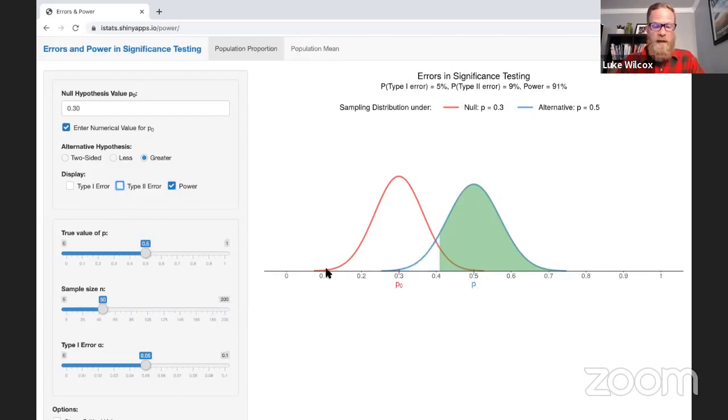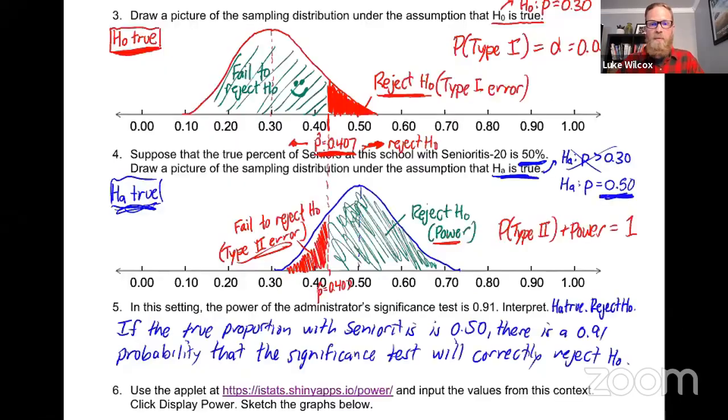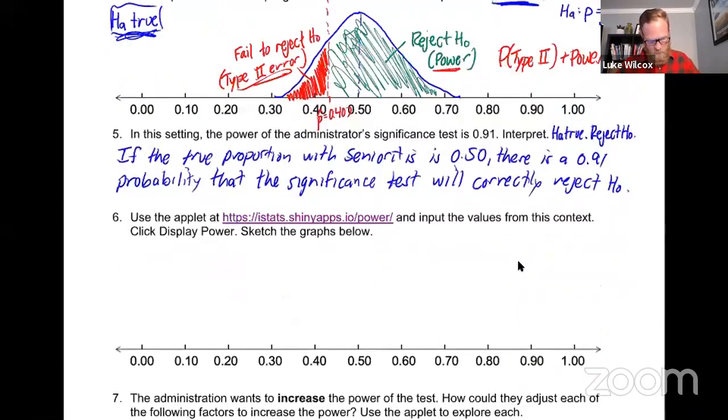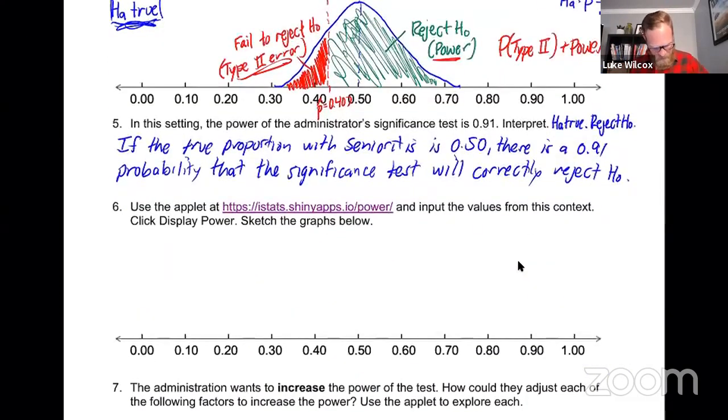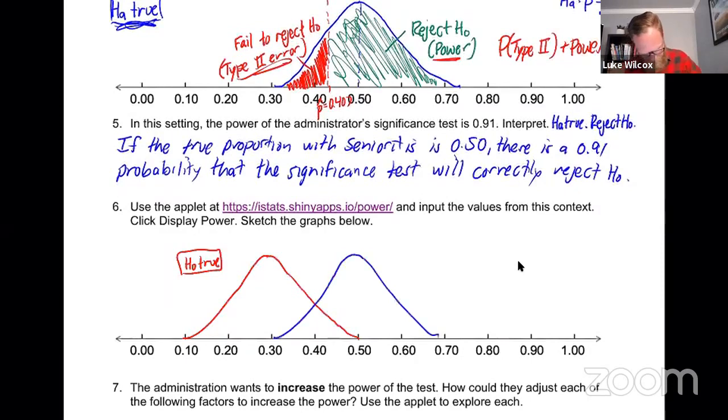Now, I'd like to focus in on this idea of power for the last part of the activity, and that means that we are going to focus in only on the region that is green in this picture here. So I think we should draw this into our notes here. And then let's talk about how we might be able to increase that power. So for our picture here, we're just going to take the two pictures that we have up above and drop them onto the same picture here. So the red distribution has a peak at 30%. That's where the null is true. And the blue distribution has a peak at 50%. And that's where the alternative hypothesis is true.